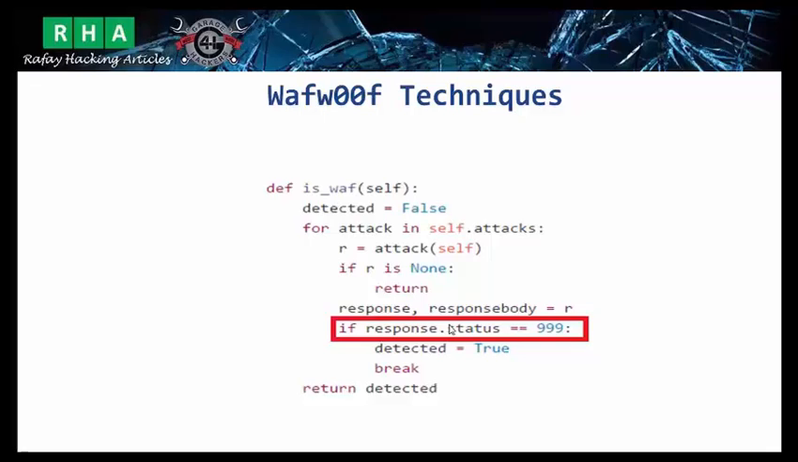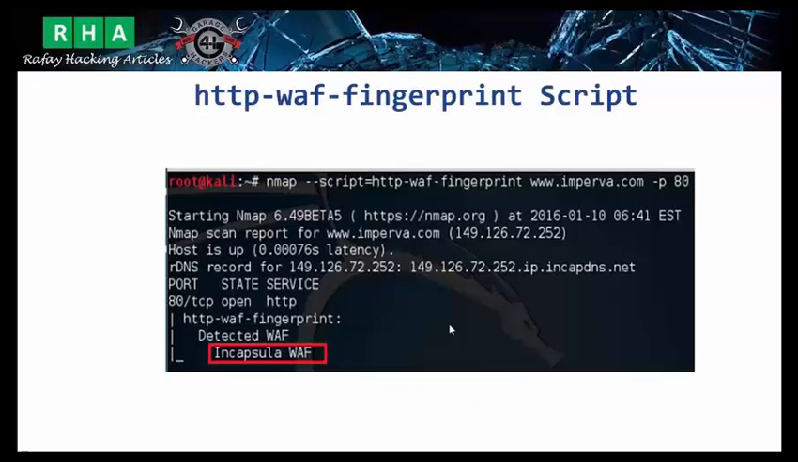After sending a malicious request, it detects if the response status is 999, which is the default response for Webknight once it has encountered a malicious request. We have the http-waf-fingerprint script, which is also based upon the techniques that we have previously discussed. However, the reason why I find it pretty good is that Wafwoof is not capable of efficiently determining if an application is behind an Imperva. So in case of Imperva, I use this http-waf-fingerprint script.